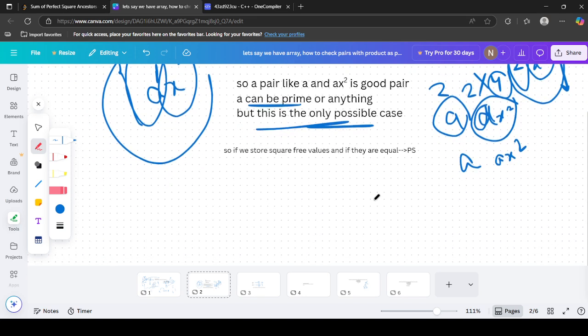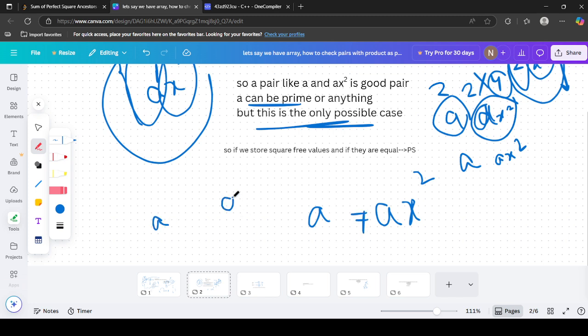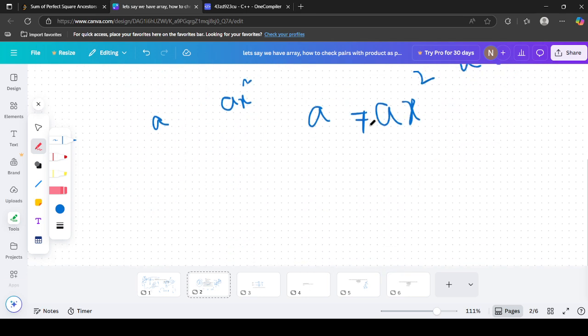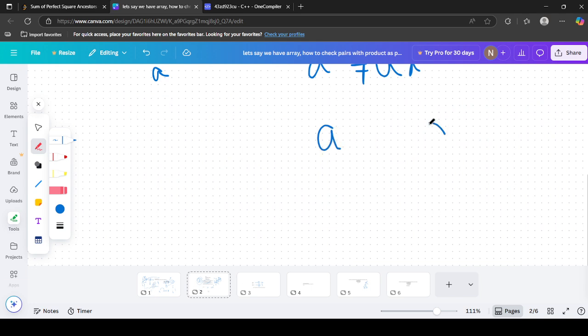So is there any possible case where a is not a number like a square? That is not possible, because if this is a, this must be some kind of x square. Else how is it a perfect square, right? So this is the only possible case. So from this, what did we get? Is there any common thing between a and ax square? If we clearly observe, yes.